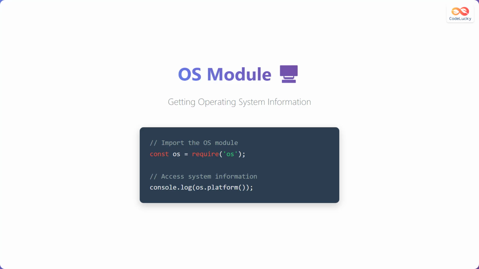For example, we can use the os.platform function to find out what operating system our code is running on. This might return values like Windows_NT, Linux, or Darwin, depending on the system.